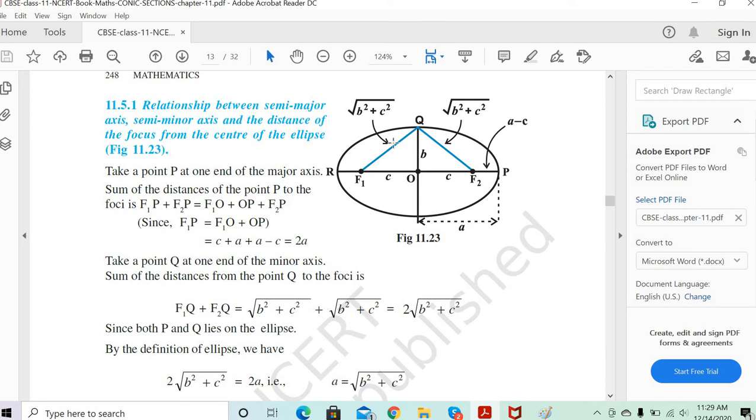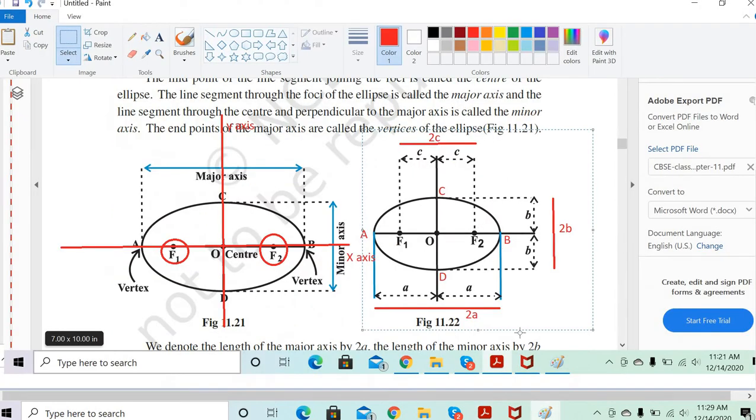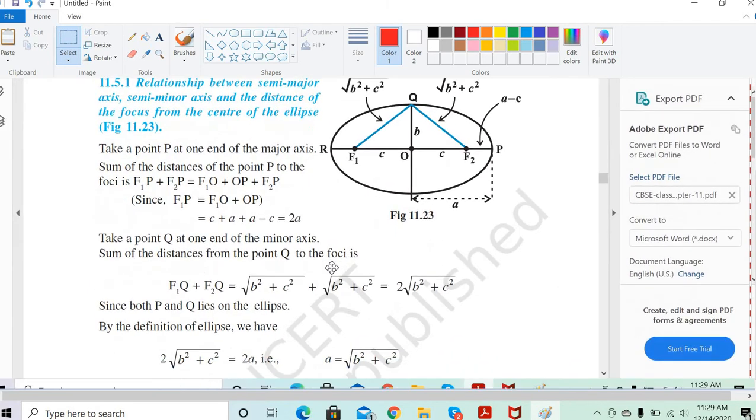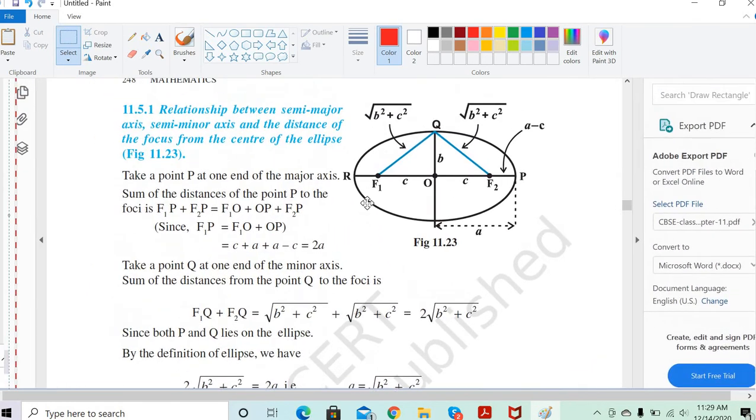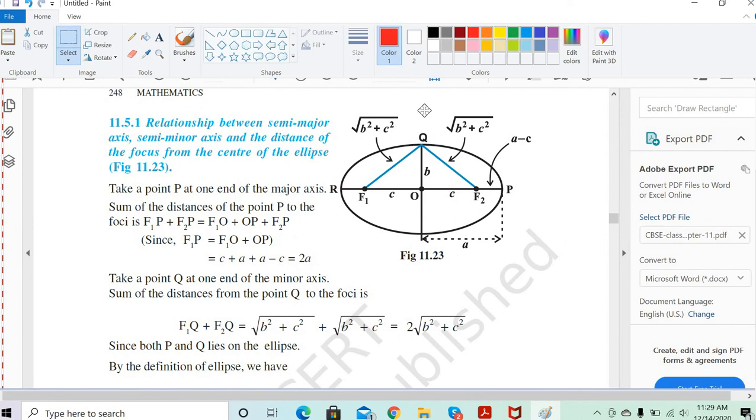Sorry, sir? Yeah, figure 11.23 now. Let's draw the figure. Now we'll find out the relation between the terms for the ellipse part. Correct? Now, let me just draw it also here.